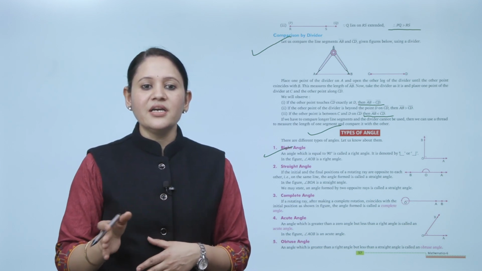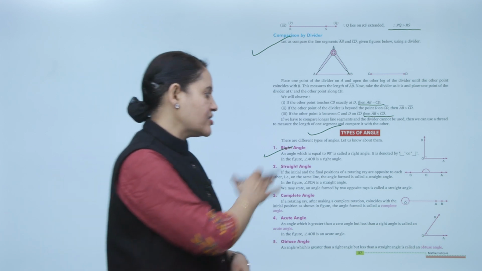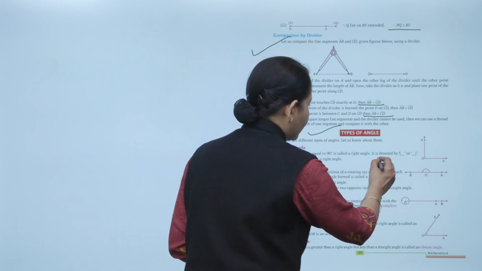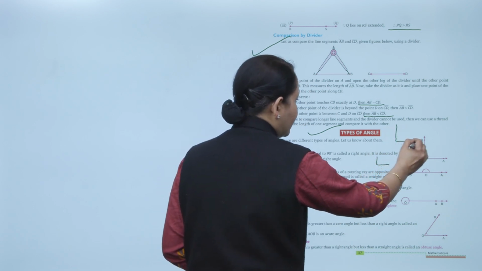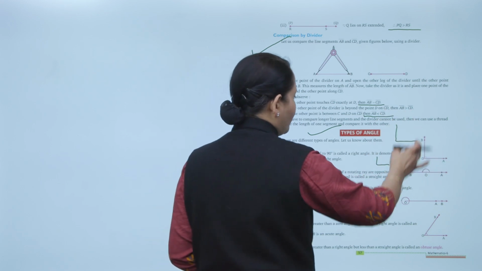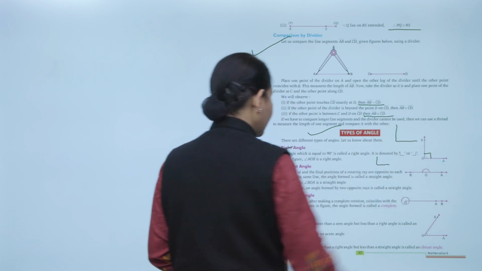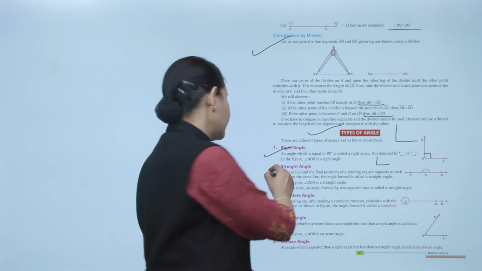It is denoted by this, and in the figure AOB is a right angle. If the angle is of 90 degrees, that is a right angle. It is denoted by one vertical line and one horizontal line, or like this. So here in figure AOB, the angle is of 90 degrees. That means right angle. Next is straight angle.